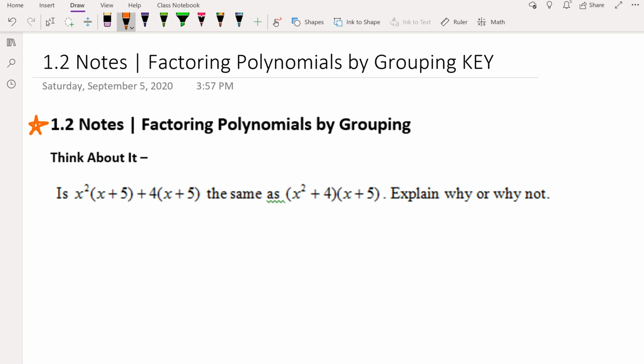And then we're going to start with this little think about it prompt. So I want you to think about this question. You're going to answer a question in a second about this. Is x squared times x plus 5 plus 4 times x plus 5 the same as x squared plus 4 times x plus 5? Explain why or why not. Okay, so what I want you to be thinking about right now is what method, what action could you take to answer this question? What could you potentially do to see, are these two the same? What could you do to check if those two are the same?